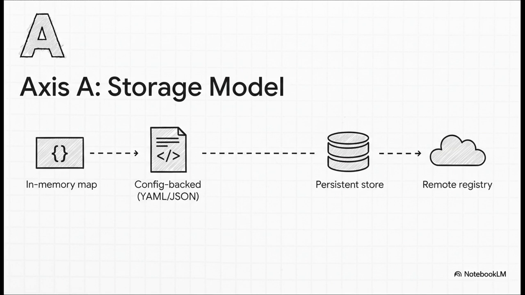A step up is loading from config files like YAML. That's better because it decouples the content from the code. But for real production systems, you're going to see a persistent database or even a remote registry service. That lets multiple agents share the same capabilities and gives you way stronger governance.